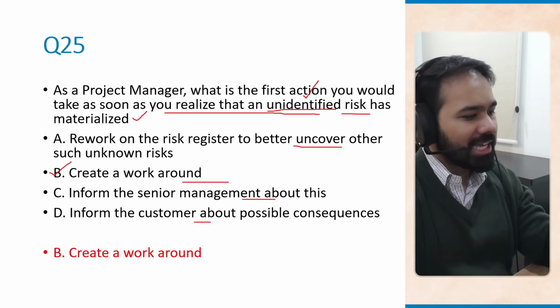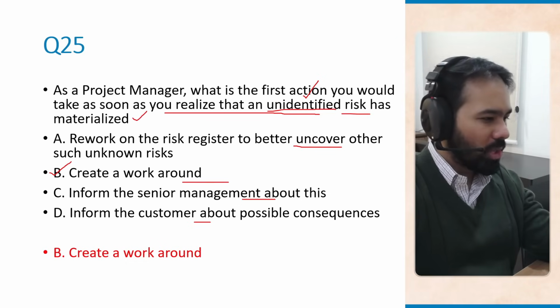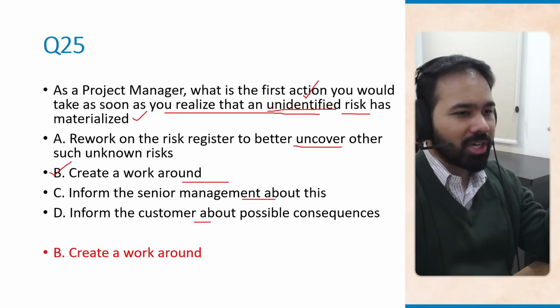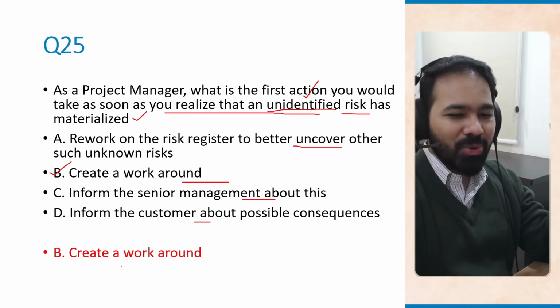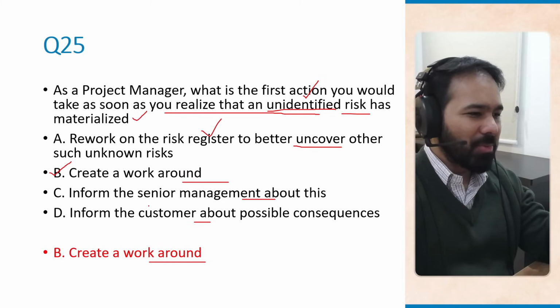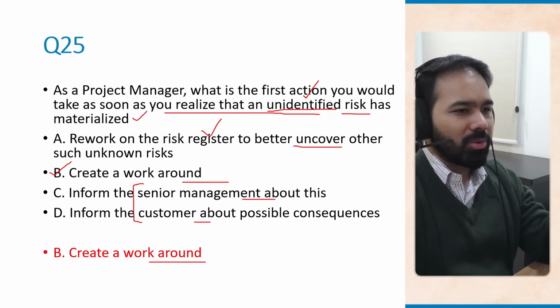An unidentified risk materializing could also mean production impact, right? Think about a flight booking system that has collapsed. If a flight booking system has collapsed and is not working, what would you do? You would always create a workaround rather than updating documents like the risk register or informing the senior management or customer. You can always do so, but your first step should be to create a workaround, to mitigate or minimize the impact of this issue.